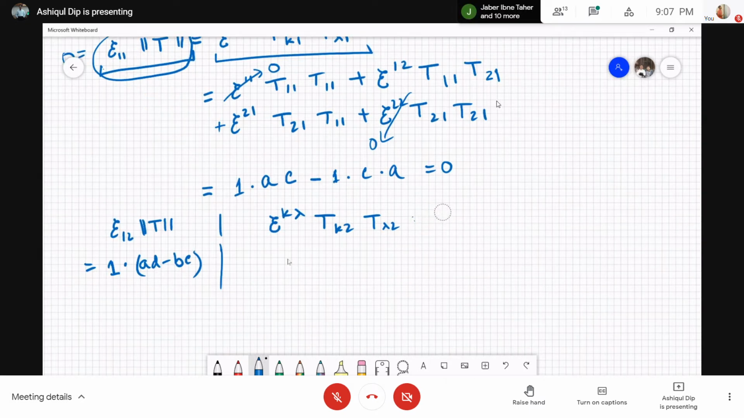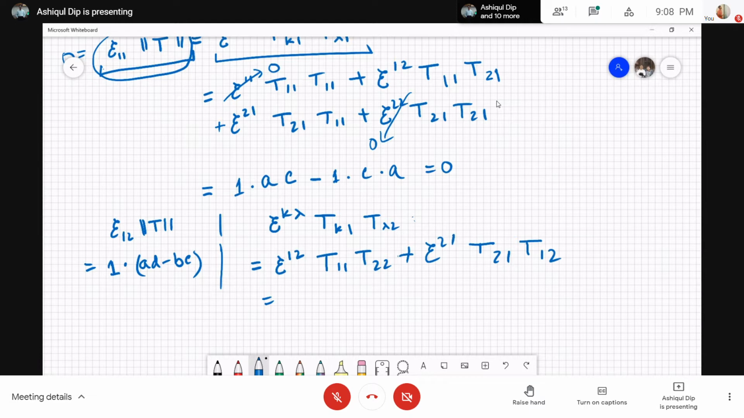So now let's check for this side. All we need to do is this. If you evaluate in a similar manner, I'm not going to write the sum over 1. I'll just write down the non-trivial sum. So the first non-trivial one would be E12 T11 T22, minus, sorry, not minus, plus E21 T21 T12.